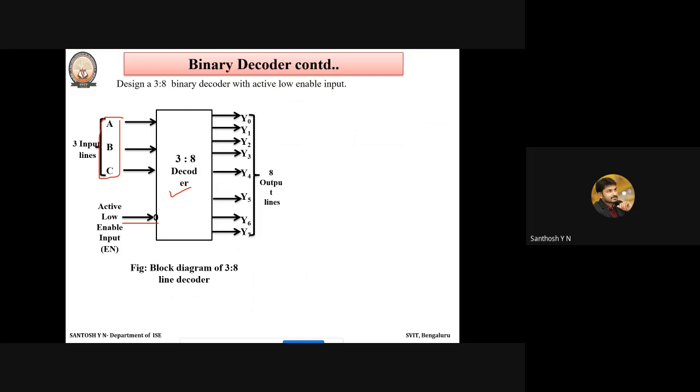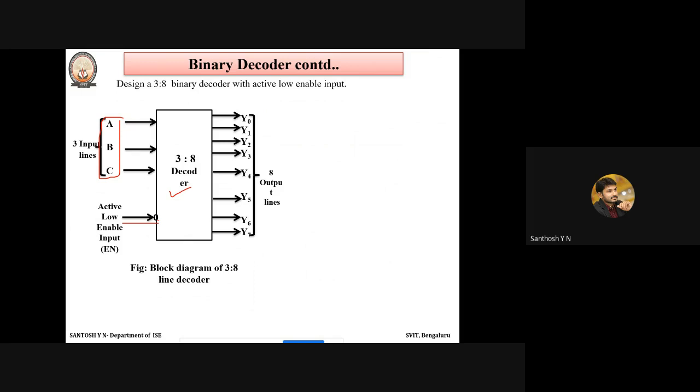It is an active low enable signal. For the 3 to 8 decoder, they have chosen the active low enable signal. So you cannot assume that, like for the 2 to 4 decoder which had only active high enable, the 3 to 8 decoder will have only active low. It is not like that.